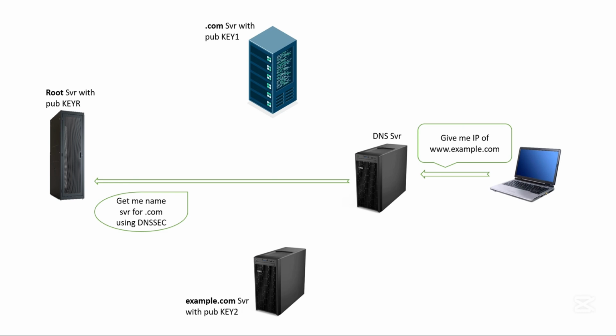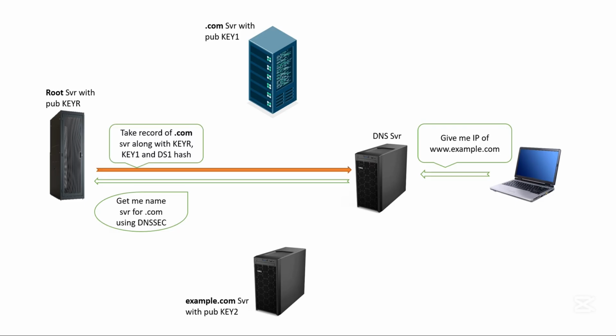The resolver sends that request, saying, get me the name server for .com using DNSSEC. Now, the resolver is sending this request to the root server. It doesn't just go to example.com. It sends it to the root server, where all queries begin in the internet. So the root server receives this query, and because it says, get me this record using the DNSSEC protocol, the root server responds with the record requested.